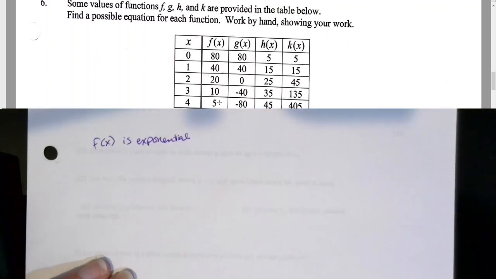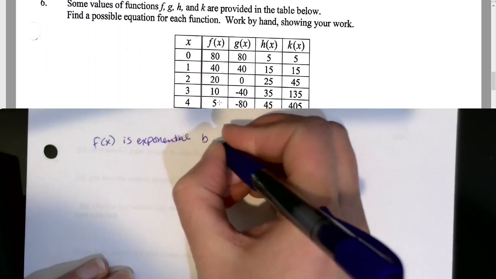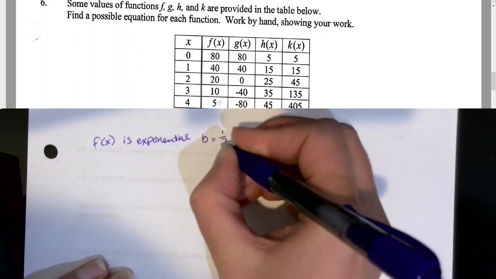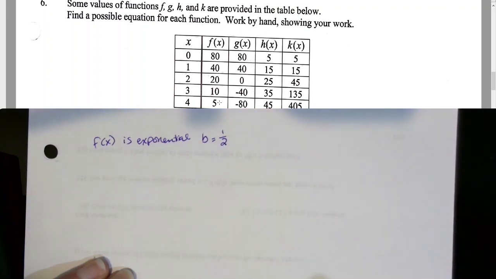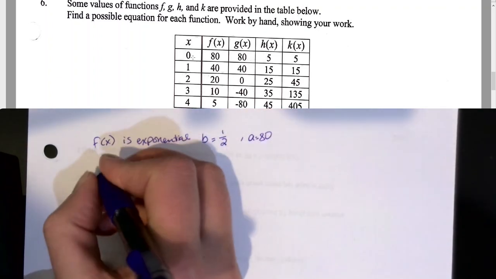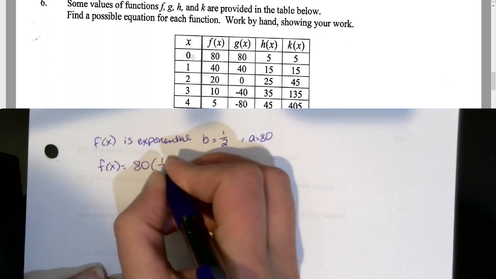Because instead of an additive change, where we're adding or subtracting a value, we have a multiplicative change. And our b, our base, our multiplicative change, is 1/2, right? So we are multiplying by a half each time. Now, here I do have the 0 value for x, so I can say that my y-intercept, my a value, is 80. So I can write my function f of x as 80 times 1/2 to the x.